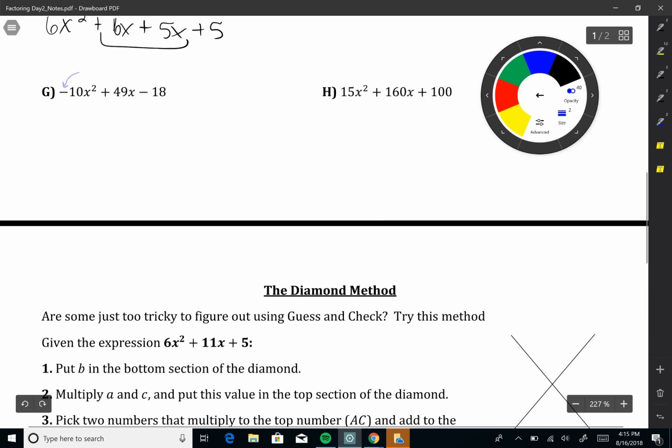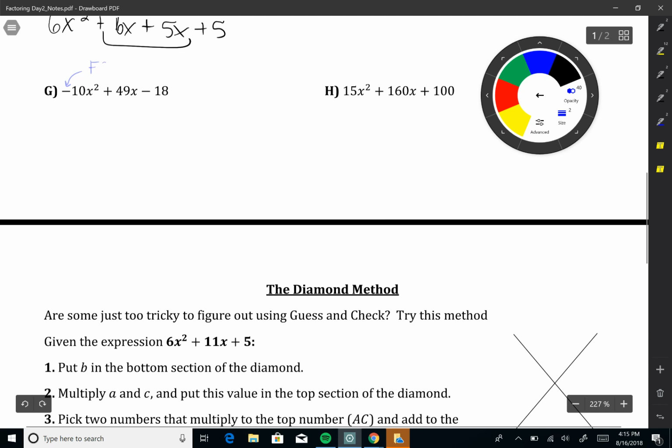This negative in front, whenever we have a negative on our x squared term, we want to factor it out of every term because that makes factoring much easier. So I'm going to take the negative out. So that's going to give us a positive 10x squared, a negative 49x, and a positive 18.